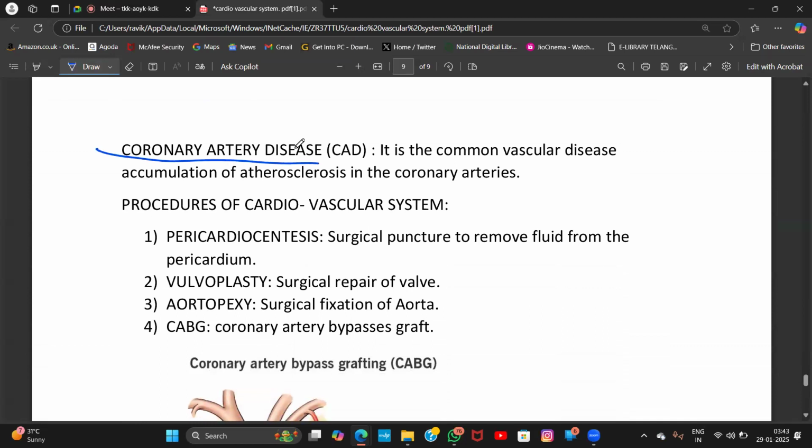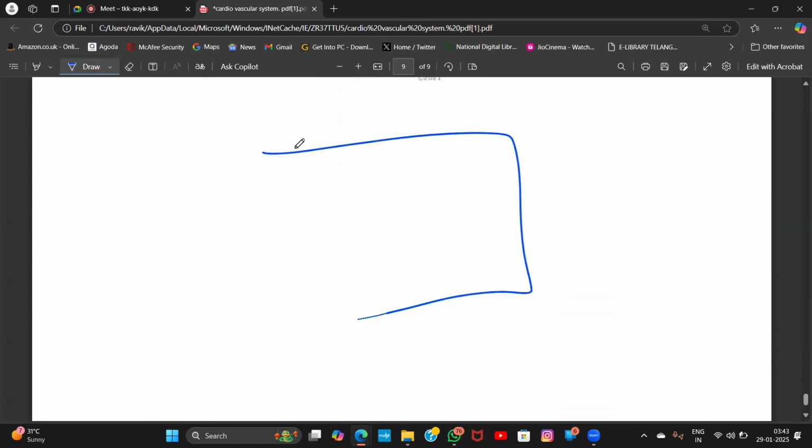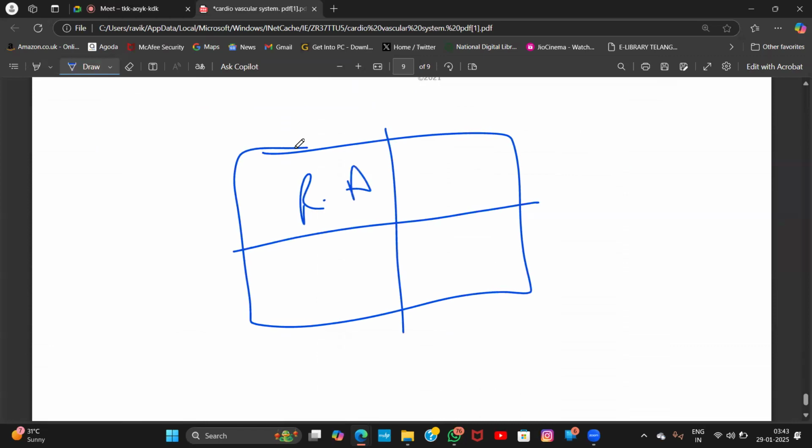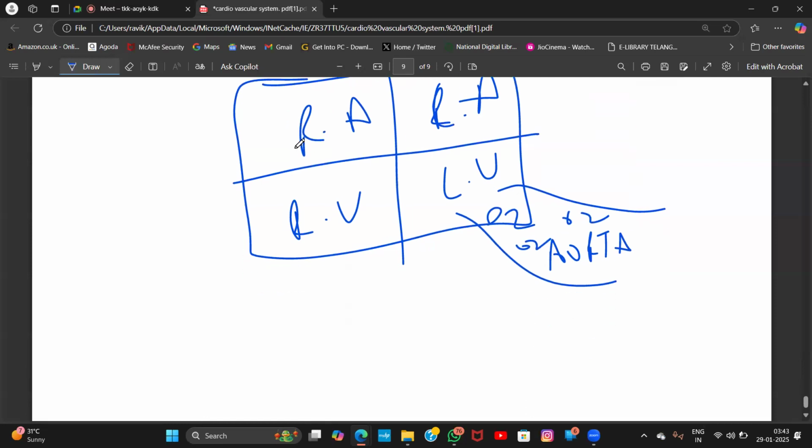Next, coronary artery disease. It is a vascular disease, accumulation of fat in the coronary arteries, arteriosclerosis. See here, suppose this is a heart. It has the right atrium, left atrium, right ventricle, and left ventricle. From the left ventricle, the largest artery is called which artery? Aorta. Which blood? It supplies oxygenated blood, O2 blood.